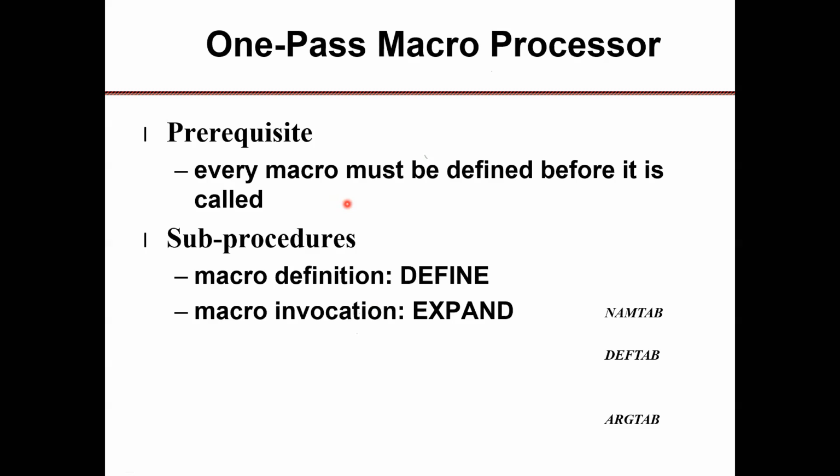You must define your macro before you use it. Okay, and then we're going to need a couple of sub-procedures. So we're going to create a macro definition of define and a macro invocation of expand. Then they'll be pretty much just like their names describe them. Being able to define one, being able to expand one. That way, there's no confusion when you're doing the operation about what you're trying to do.